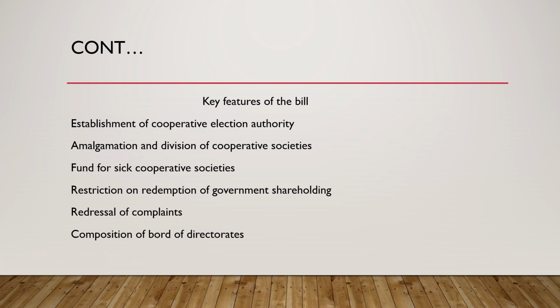Then we have composition of board of directors. Under the act, the board of a multi-state cooperative society will have a maximum of 21 directors. The board may opt for 2 additional directors. The bill also amended the composition of the board of directors to mandate the inclusion of 1 scheduled caste or scheduled tribe member and 2 women members. Gender empowerment and inclusiveness for everybody.